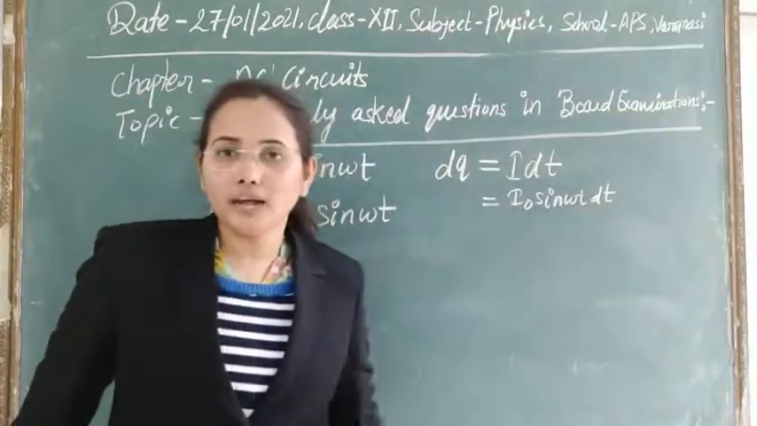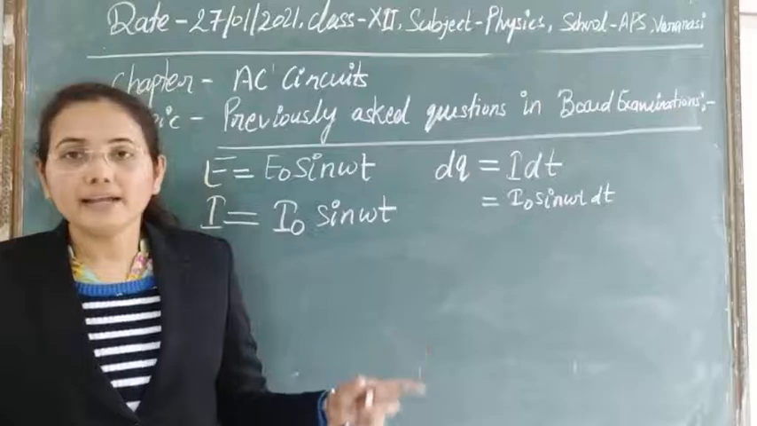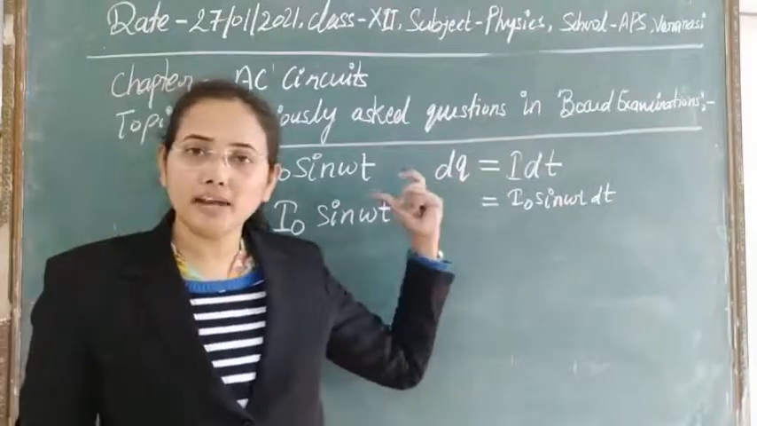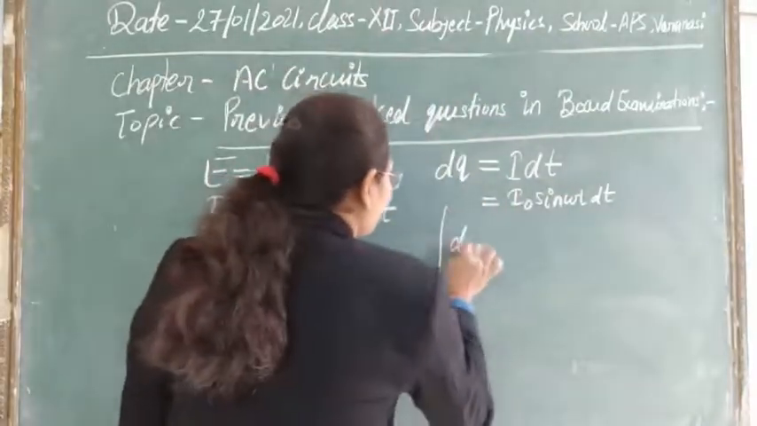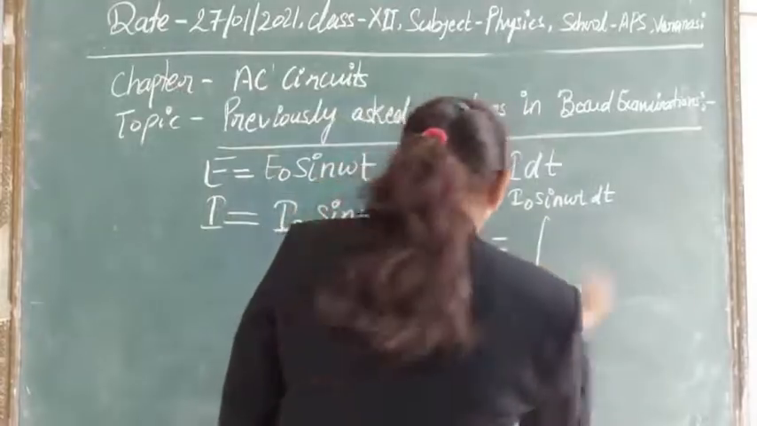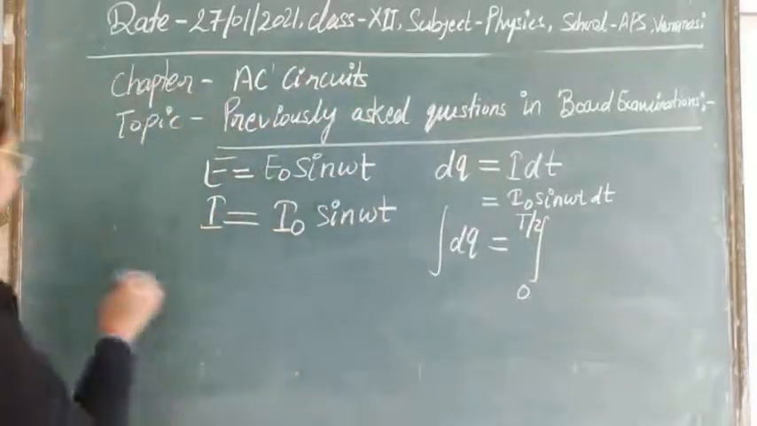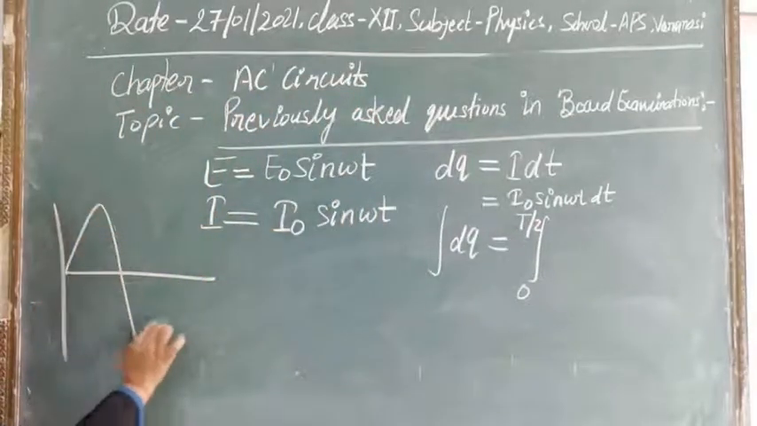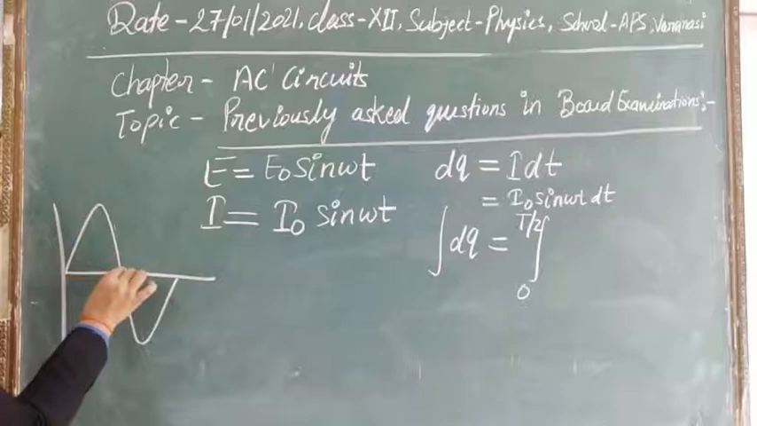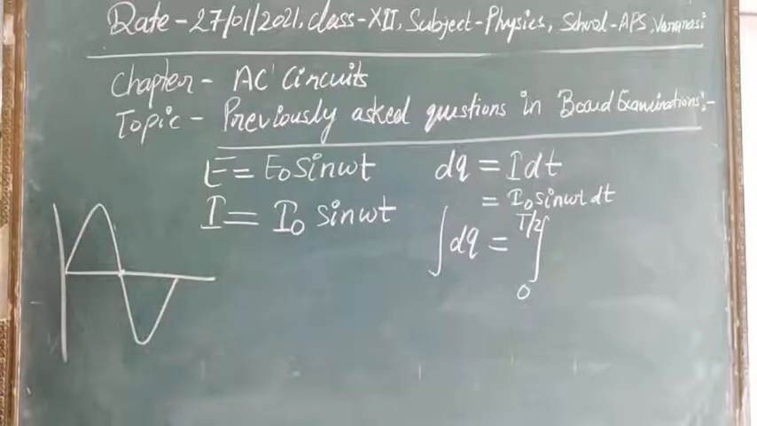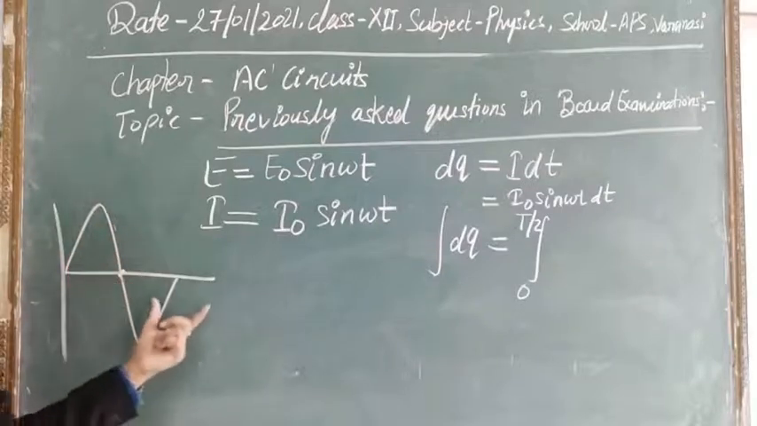If we are talking about the half cycle, it means the overall time will be T by 2. In that time, the charge sent by the AC can be found by integrating this factor over the half cycle. Here, this circuit represents a sine wave, and this is the first half cycle, the positive half cycle, and that is the negative half cycle. We are calculating the charge sent by the AC over any one of these half cycles.